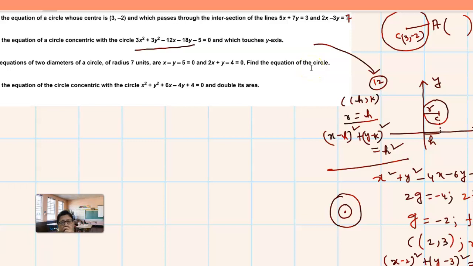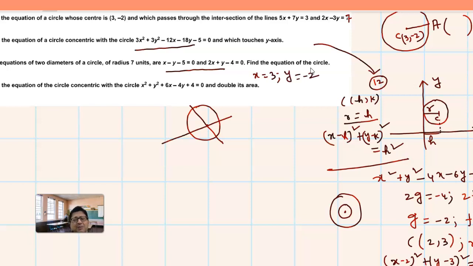To solve this kind of problem, you just note that these are two diameters. Why do the diameters of a circle intersect? That you must remember. Two diameters of a circle intersect at the center. So this point of intersection is going to be the center. If you solve these two equations simultaneously, by adding you get 3x equal to 9, x is going to be equal to 3, and by putting x equal to 3 you get y equal to minus 2.